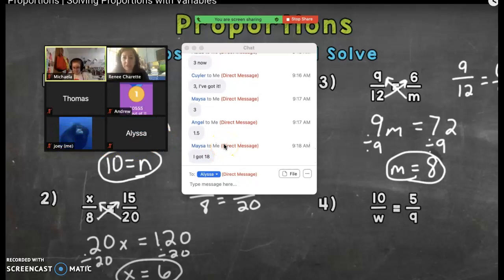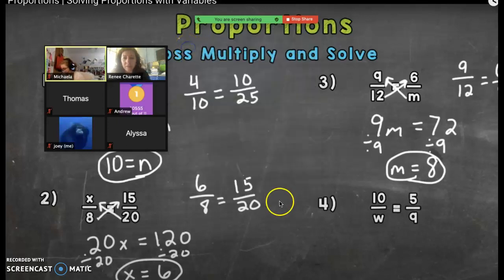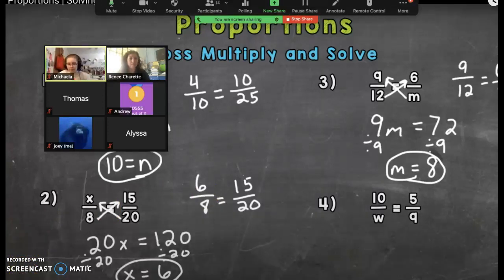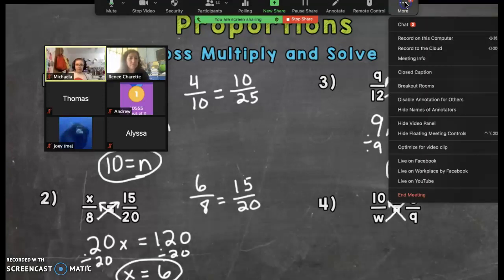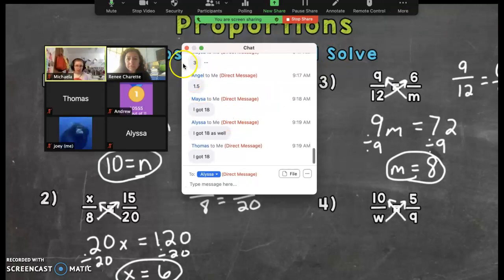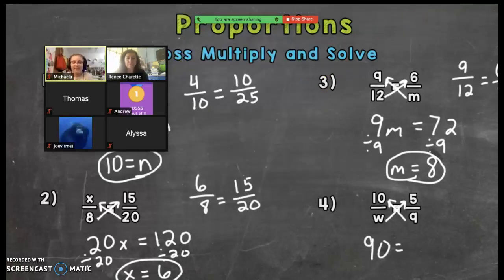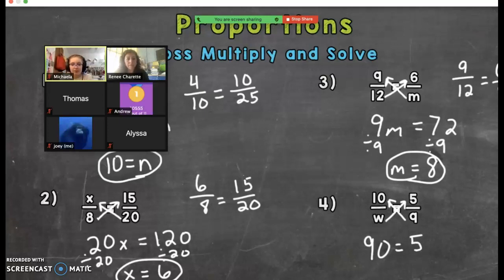Oh, good. I see some people telling me in the messages that they got 18 as well, which is awesome. Okay, let's watch that last one and let's see him lead us through that process too. Lastly, number 4, 10 over W equals 5/9. So draw out our cross multiplication. 9 times 10 is 90, and that equals 5 times W, or 5W. So we wrap up the problem. We need to isolate the W, divide both sides by 5, and we get W equals 18.